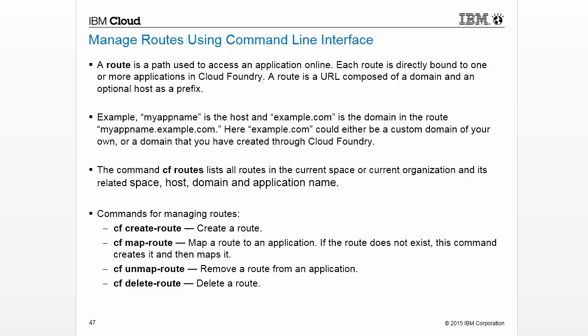A route is a path used to access an application online. Each route is directly bound to one or more applications in Cloud Foundry. A route is a URL composed of a domain and an optional host as a prefix. For example, myappname is the host and example.com is the domain in the route myappname.example.com. Here, example.com could either be a custom domain of your own or a domain that you have created through Cloud Foundry. Commands for managing routes are cf create-route, cf map-route, cf unmap-route, and cf delete-route, which deletes a route.